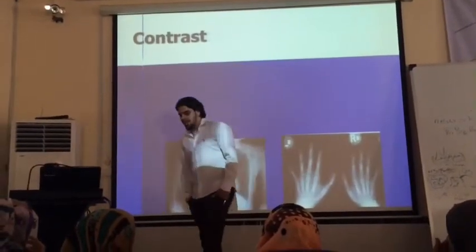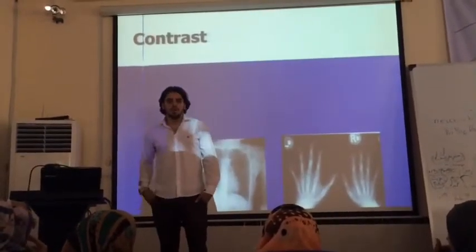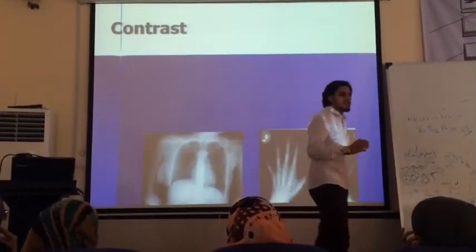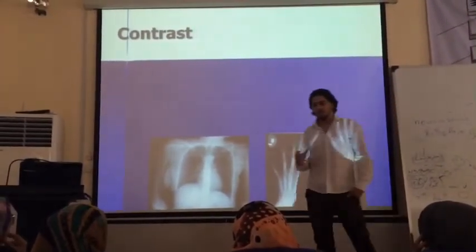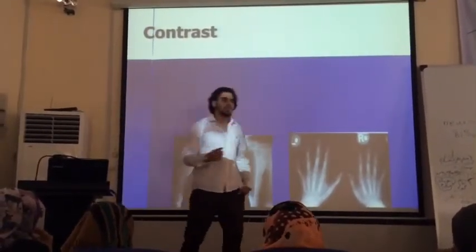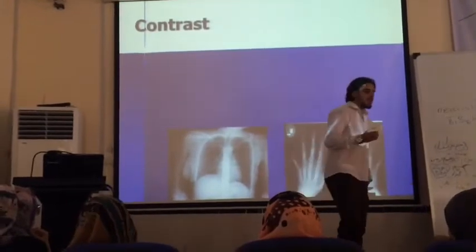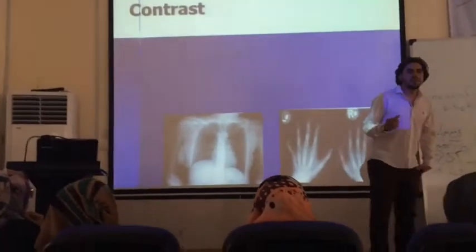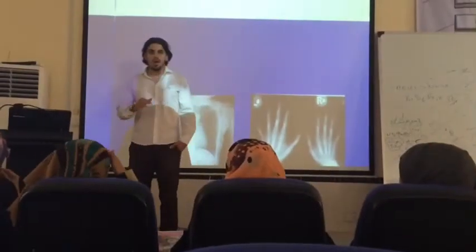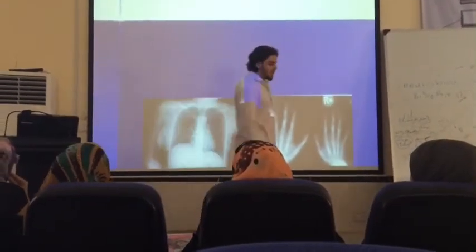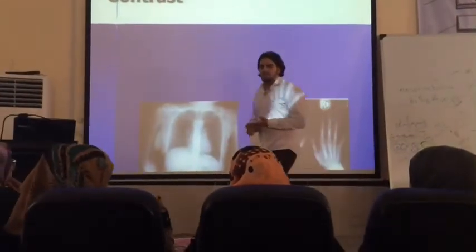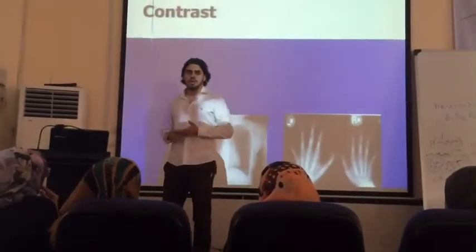Now, how does the contrast media work? The contrast media has an atomic number, maybe a high atomic number or a low atomic number, and its chemical property attenuates the X-ray photons in a high manner or a low manner. So we have two types of contrast media: high atomic number contrast media and low atomic number contrast media.